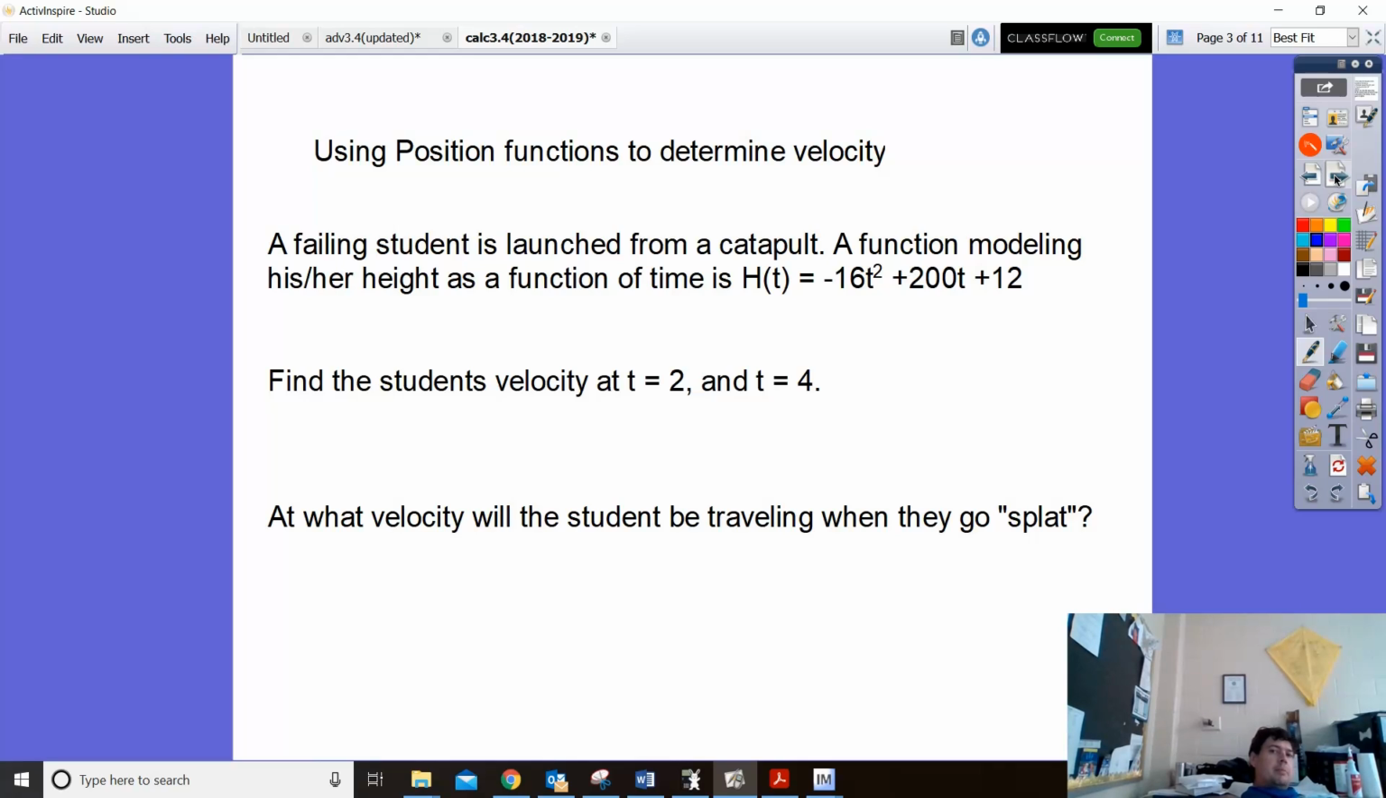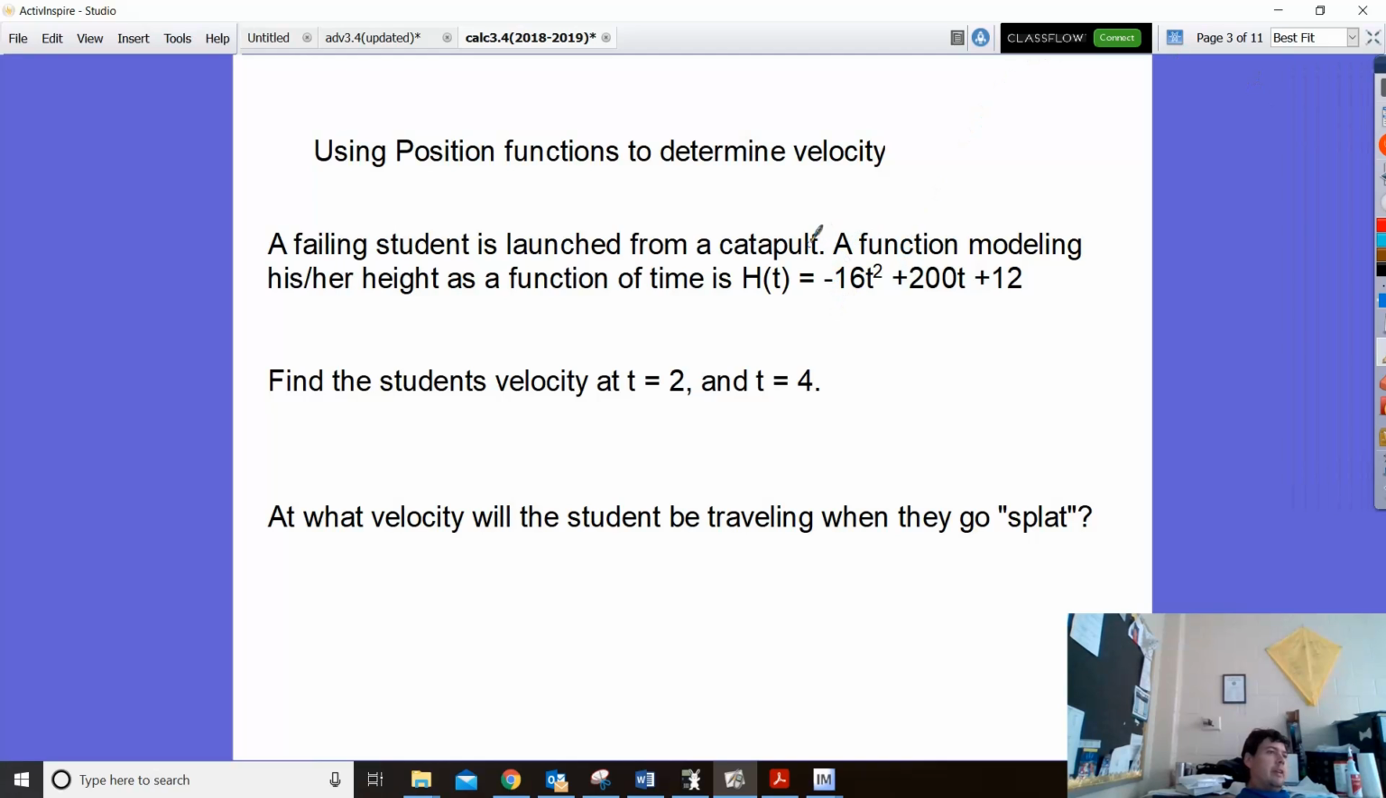All right, here we go. Using positions to determine velocity. Oh, this is about a flying kid. A kid is launched from a catapult. A function modeling his or her height as a function of time is h of t equals negative 16t squared plus 200t plus 12. I don't think you probably remember these, but this first piece is the pull of gravity on Earth in free fall, so it assumes no resistance. This is the initial acceleration. It's launched at 200 feet per second. And that's the initial height from being launched.